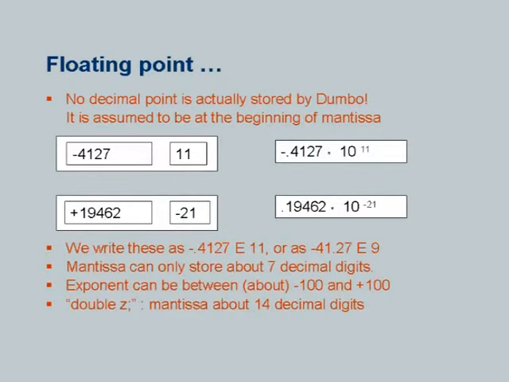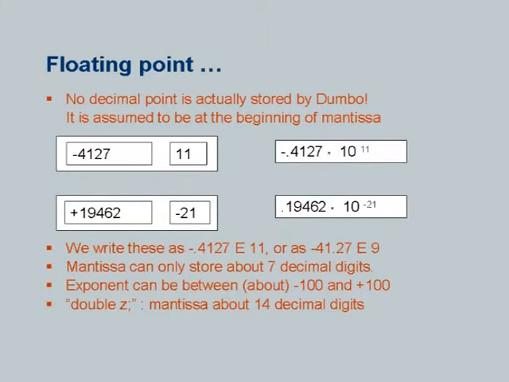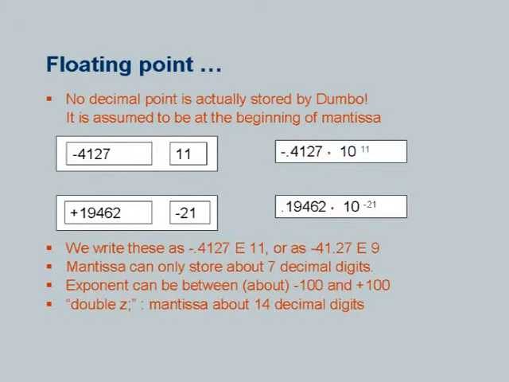We further elaborate that this same number can be written in multiple ways. For example, I can write it as minus 0.04127, but increase the exponent by 1 to say E12. Or I could write it as minus 41.27 E9, which will mean the number is minus 41.27 into 10 to the power 9, which is same as 0.4127 into 10 to the power 11. The computer uses this notation to internally store the number.